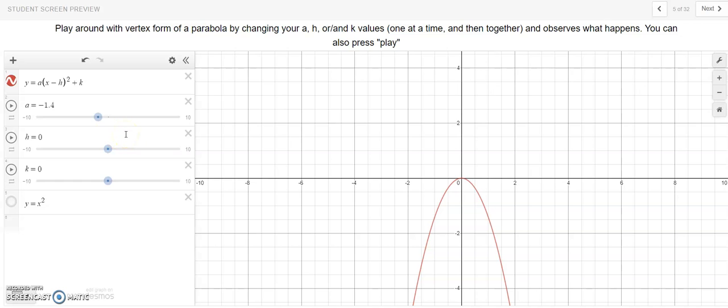So if it's greater than 1, it's a stretch, so I'll demonstrate. Greater than 1, it's a stretch. The next benchmark is between 0 and 1. It's a compression. And then negative. Negative makes it reflect.